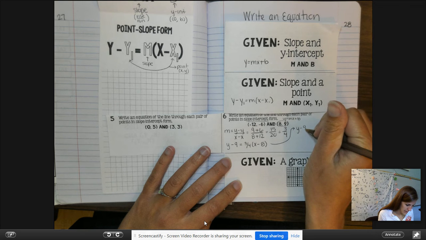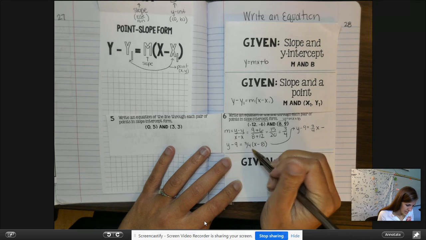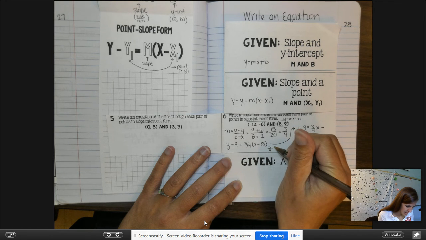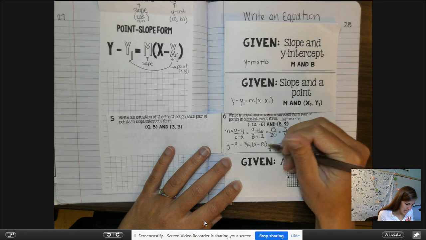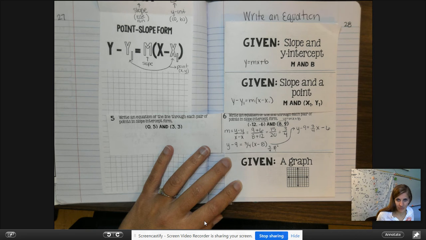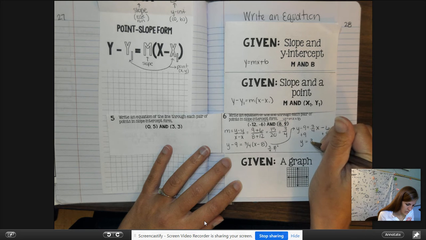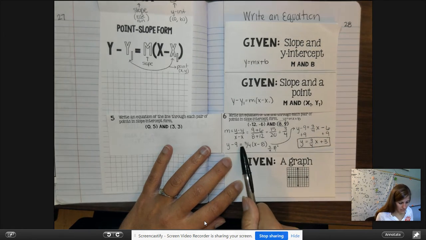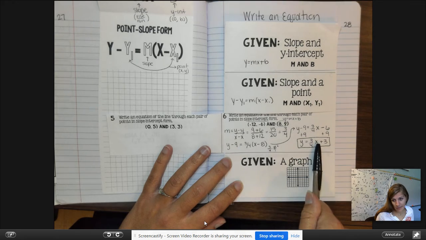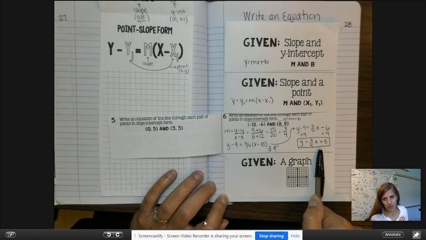So if we distribute 3/4, we'll have 3/4 x minus, now 3/4 times 8, I can cross cancel and get that this is 2, and then times 3, so 6. And then I'll add the 9 to both sides. So y equals 3/4 x plus 3, which again, me personally, I'm cool with either form. Point slope form is great. This form is good too. Feels like extra work, but sometimes it's nice to have the y-intercept.